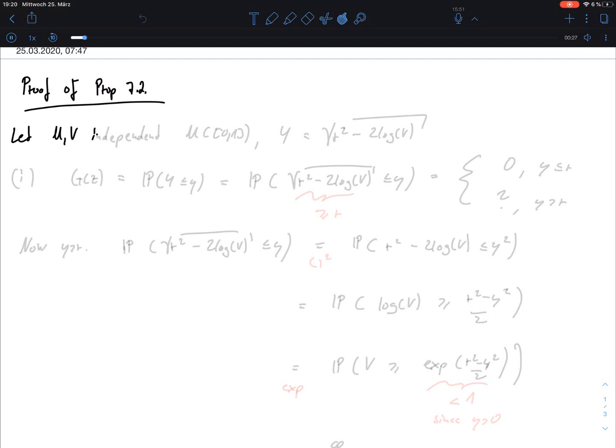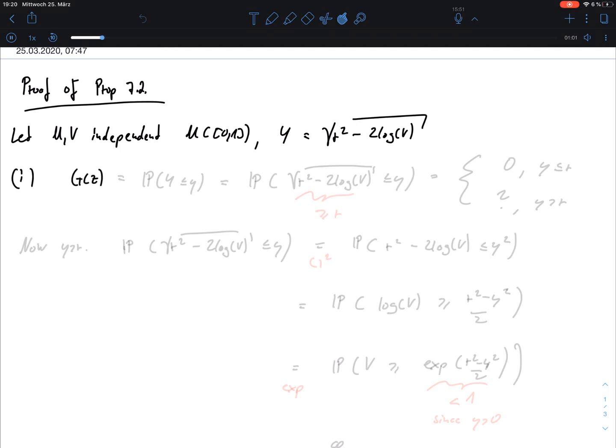U and V are independent and uniformly on 0, 1 distributed. Y is defined as the square root of r squared minus 2 log V. So we want to do this by embedding into acceptance rejection sampling, and for this we need to know the pseudo-density of Y. That's step 1.